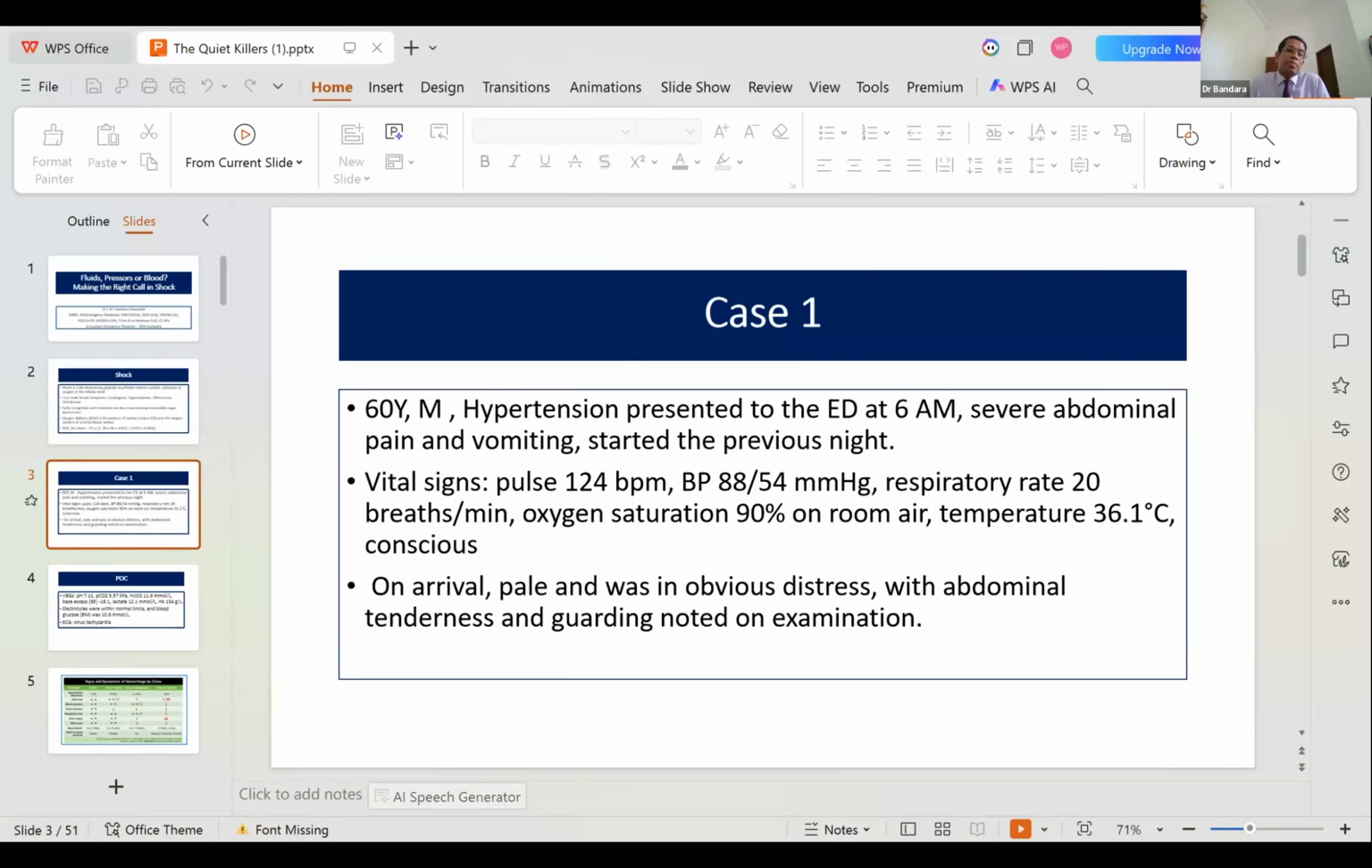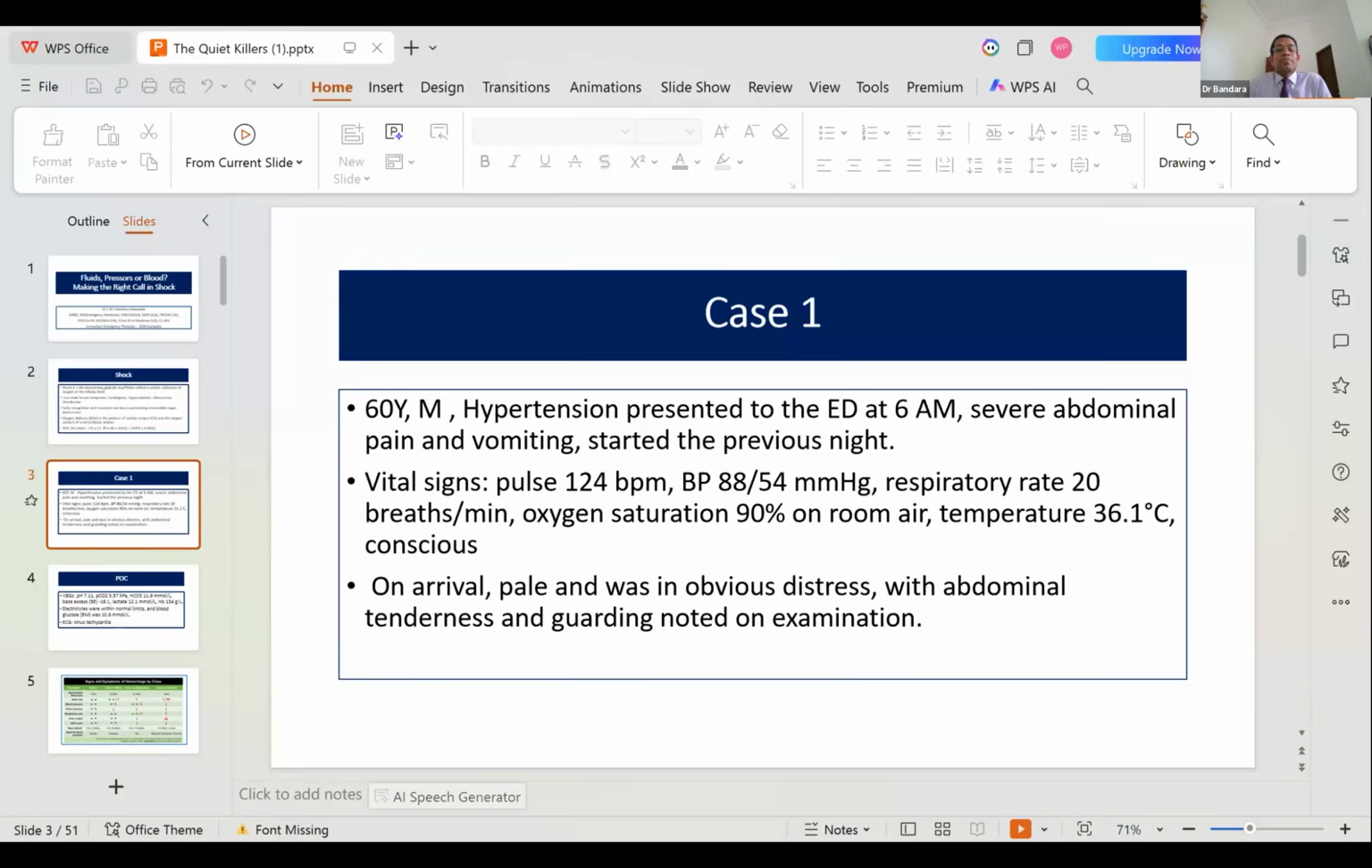In Morrison's pouch, there's no blood. In the cardiac view, you can't find anything; there's no pericardial effusion or sign suggestive of tamponade. If you do the POCUS, you can see a visibly dilated aorta, which is nearly 10.6 in diameter. In the pelvis, there's no free fluid.